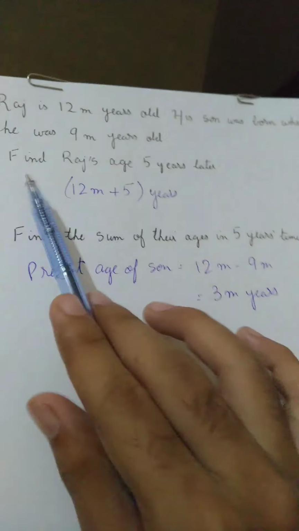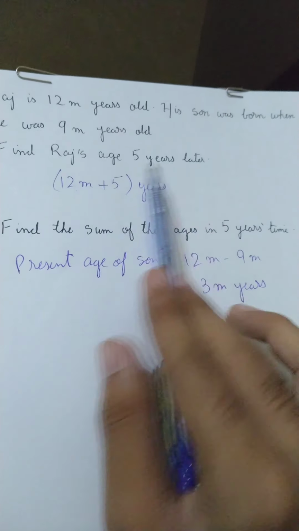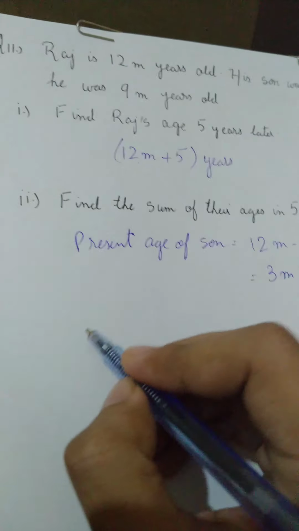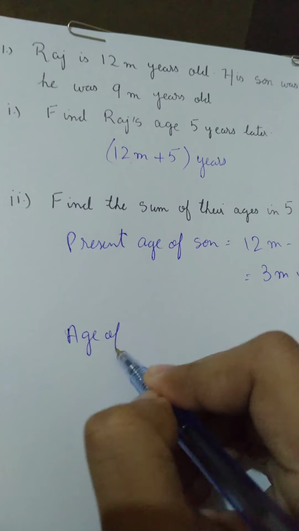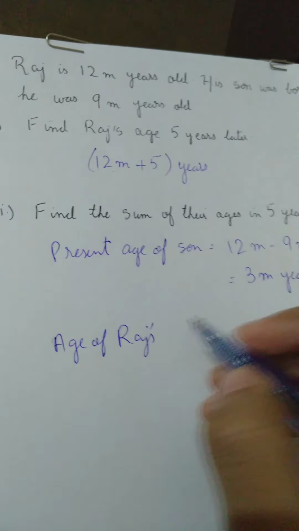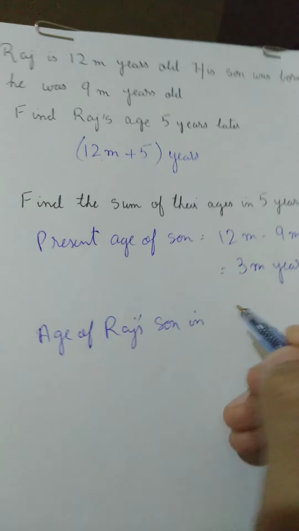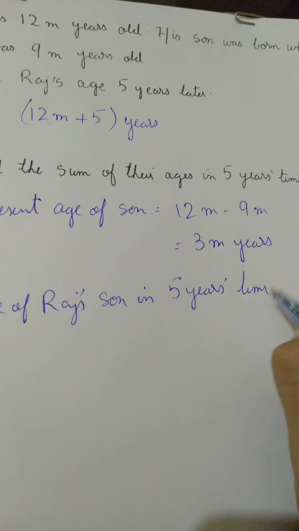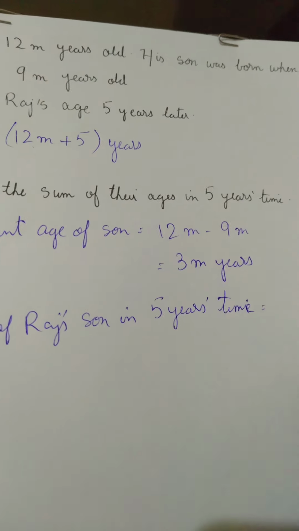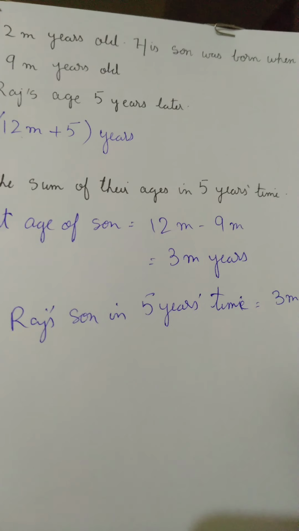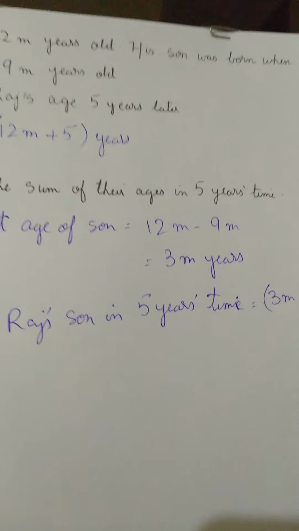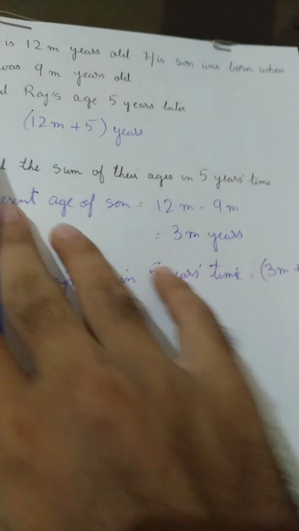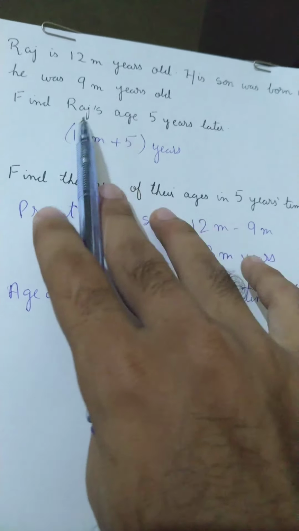So we know Raj's age in 5 years time would be this. Now we will do the same for the son's age. The age of Raj's son in 5 years time would be very easy. 3M is his current age. We will add 5 to it. Easy. Now we know the age of the son in 5 years time, and in the first part we know the age of Raj in 5 years time.